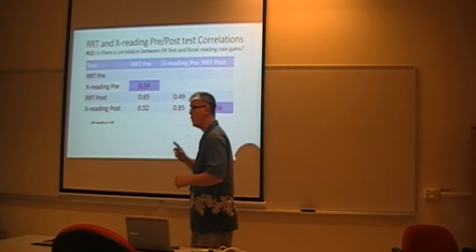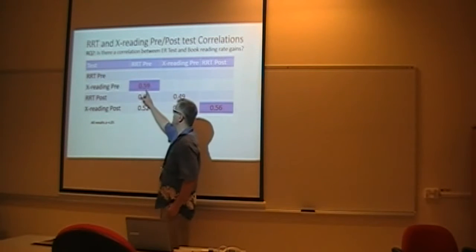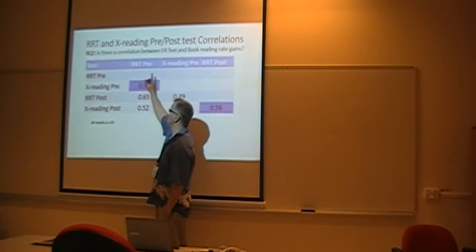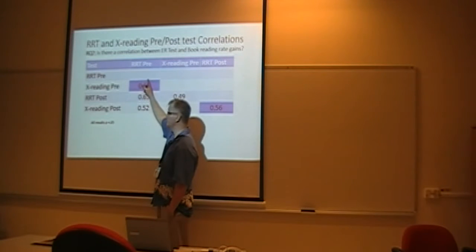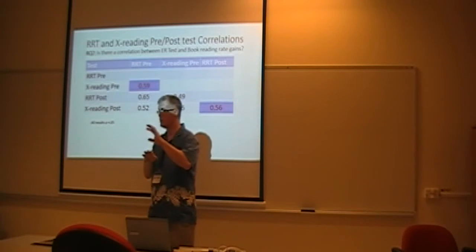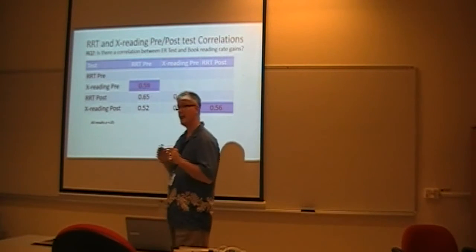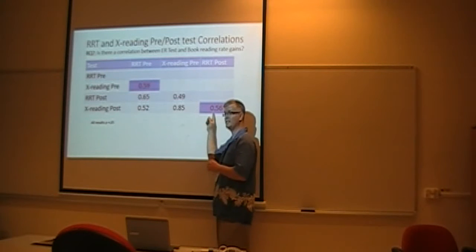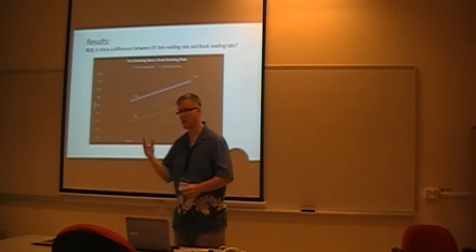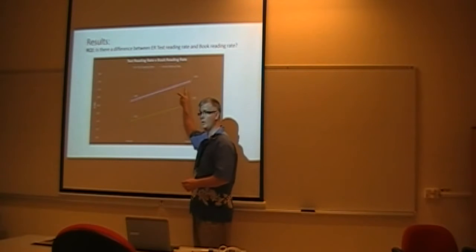Now, these two correlated very well. It turns out that this correlation is a moderate correlation. It's not a high correlation, it's a moderate correlation. But the correlation between the reading rate test at the beginning of the semester and the X reading at the beginning of the semester correlated to a median correlation. But by the end of the semester, it was also the same kind of correlation. And we can see that in this graph that I already showed you. They go up at about the same rate.